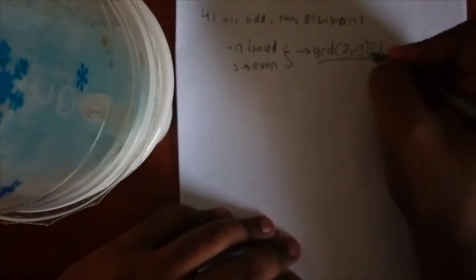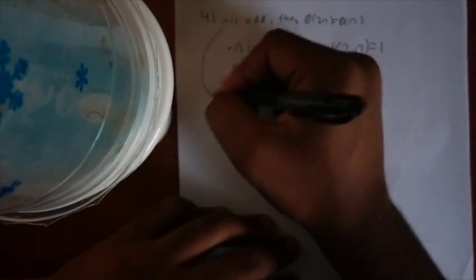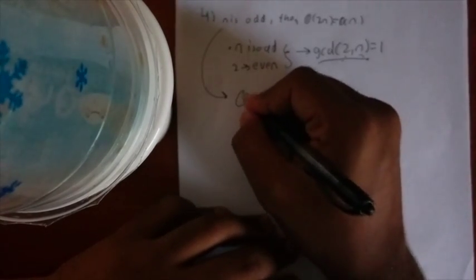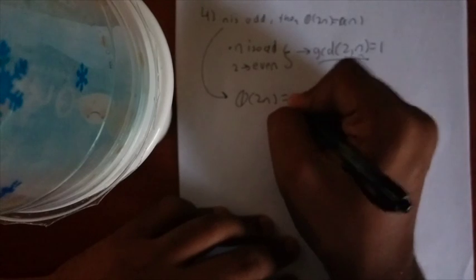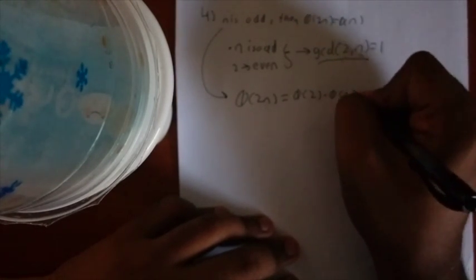and 2 is even. So one thing I can immediately tell from this is that the GCD of 2 and n must be 1 because n is odd and therefore it can't be divisible by 2. So what this tells me is that since the GCD of 2 and n is 1, I can use the fact that the phi function is multiplicative in this case. So I can say that phi of 2n is equivalent to phi of 2 times phi of n.